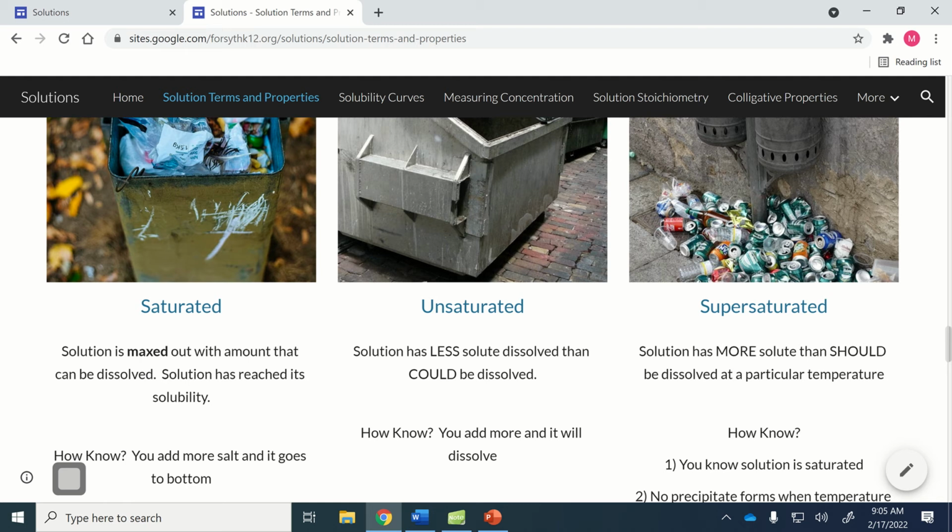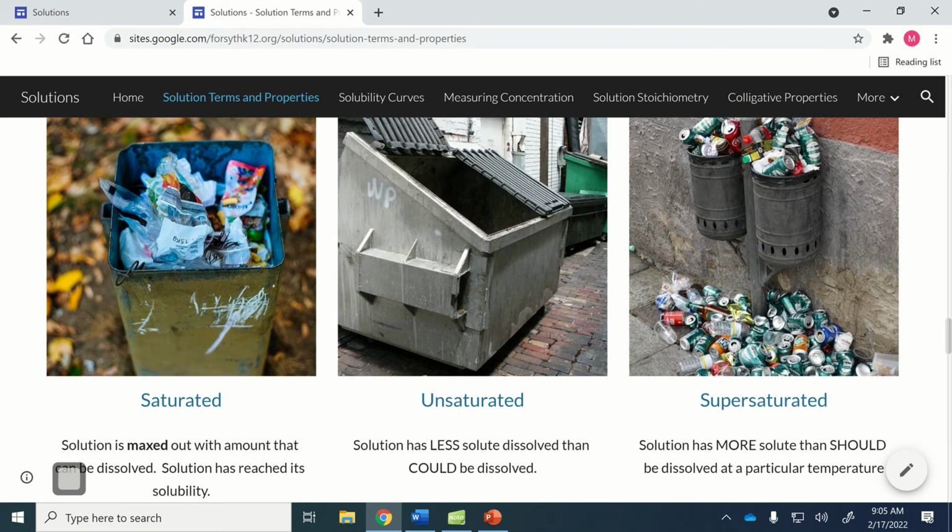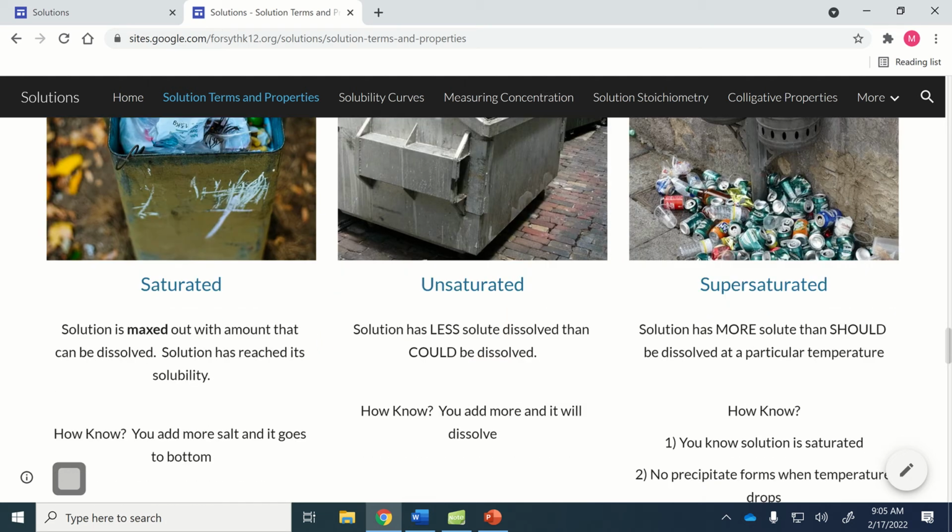Unsaturated would mean, as the name implies, not saturated, meaning we have less solute dissolved and we could put more into it. How do I know? I add a little bit more, I stir it in, and guess what? It disappears. So again, those are the more common types, saturated and unsaturated solutions, which I'm trying to show with the trash can here. We have a trash can that's completely full, and we have obviously a dumpster that's not full. I could keep putting more stuff in it. I shouldn't keep on trying to put stuff in this particular trash can. Those are your two more common types that we will manipulate more and more.